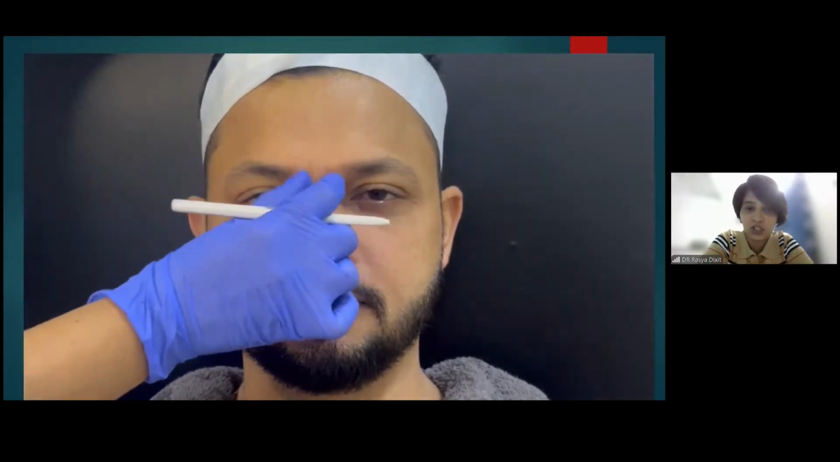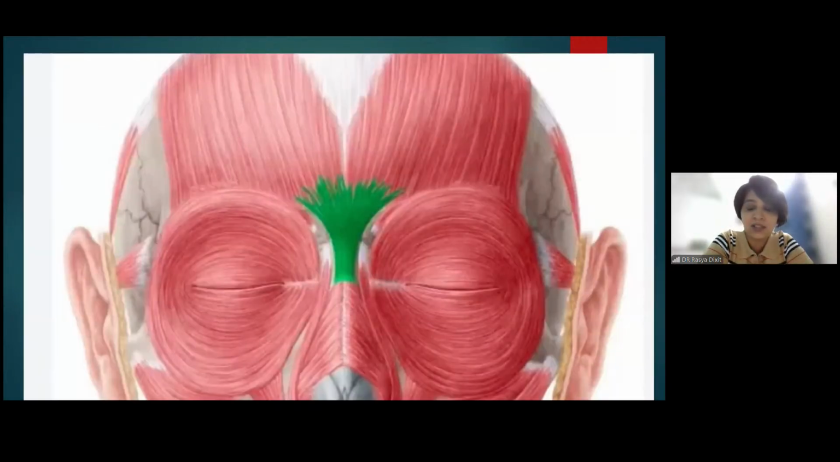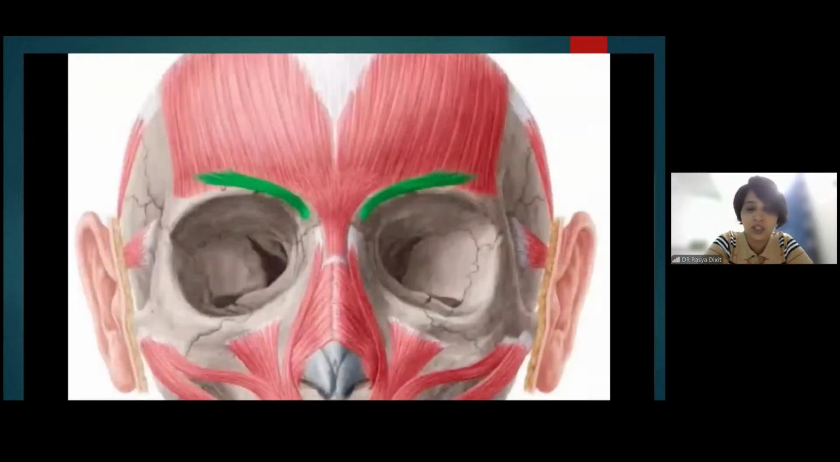The first is the procerus. The procerus is a pyramidal shaped muscle which takes its origin from the nasal bone, inserting in between the eyebrows and causing that horizontal wrinkle that you can see on our patient's face. The next muscle is the corrugator. This is a 3-dimensional muscle. It originates deep on the supraorbital rim and goes more superficially into the skin just above the eyebrows.